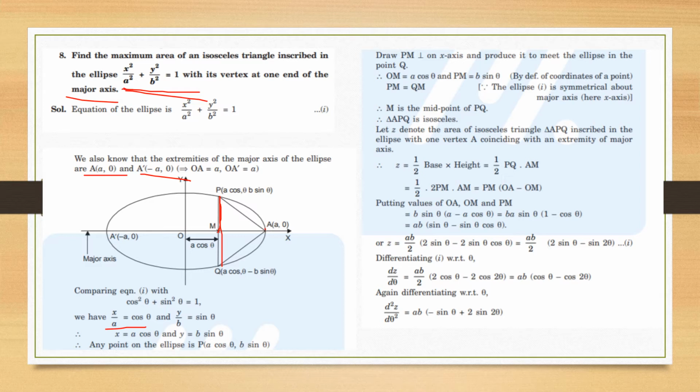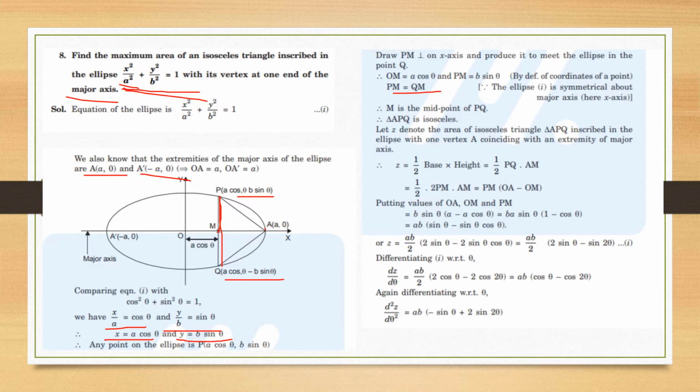As it is of the form cos square theta plus sin square theta equal to 1, cos theta is x upon a and sin theta is y upon b. So x is a cos theta, y is b sin theta. This point has this coordinate, and this point, as y is negative, is on this side. Now draw PM perpendicular and produce it to meet the ellipse at Q. PM is equal to QM. So this is how we can make the coordinates.